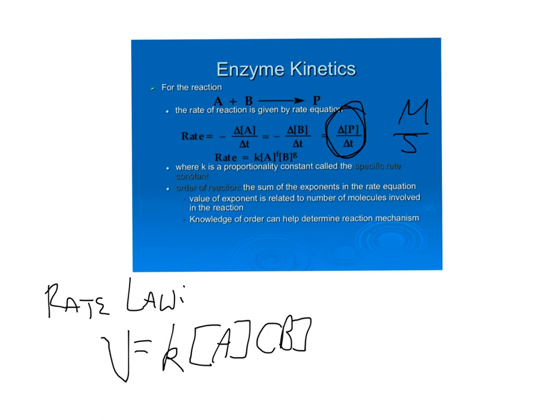So in this instance, we can actually figure out those units because, I'm going to use a different color, we know that this is molar per second. And what's the concentration unit for the A? It's molar. And the one for B? Molar. And so if you have a molar times a molar, it's going to be molar squared.